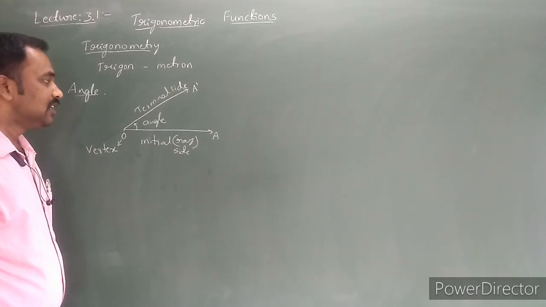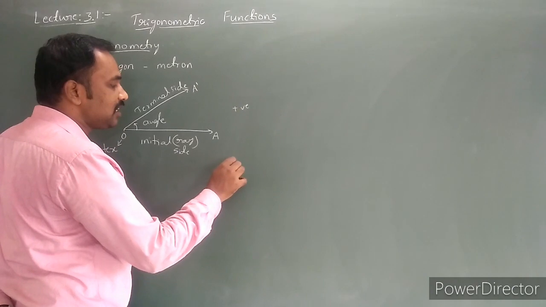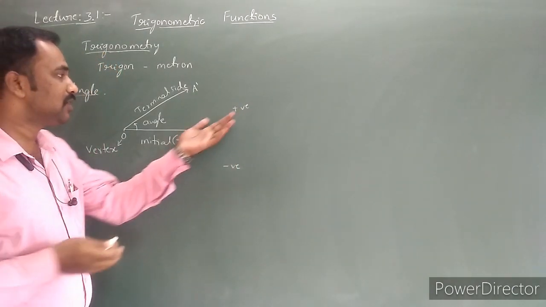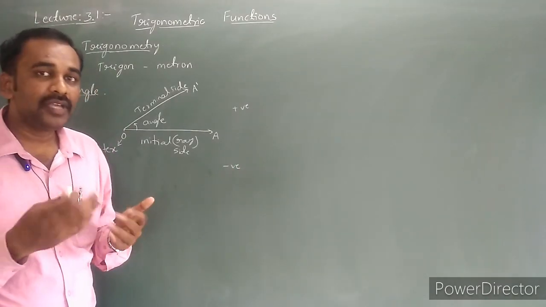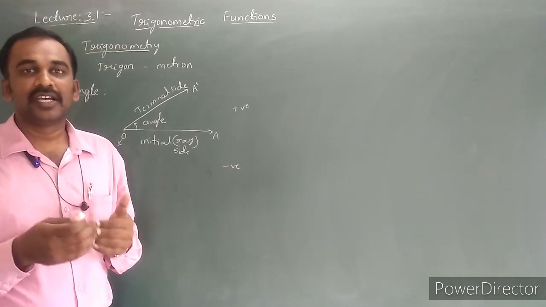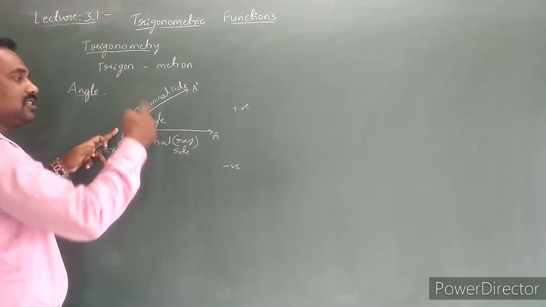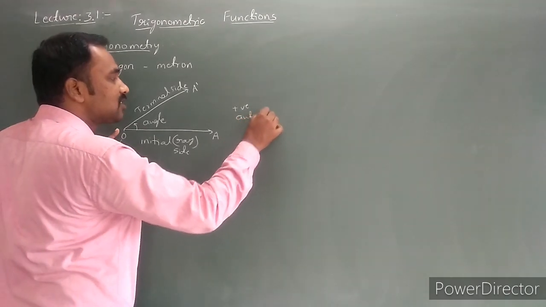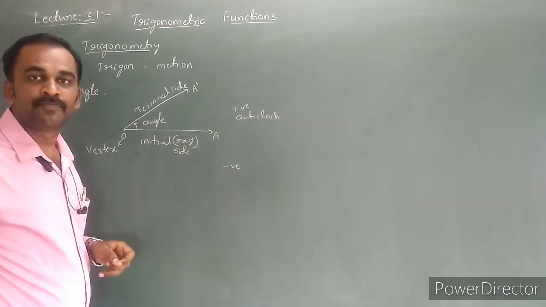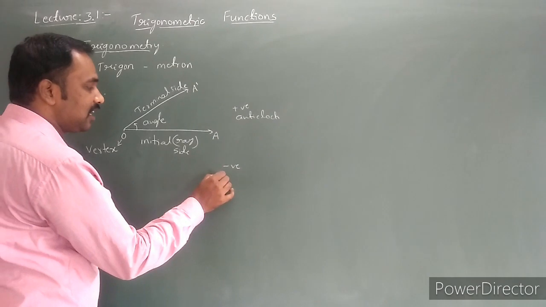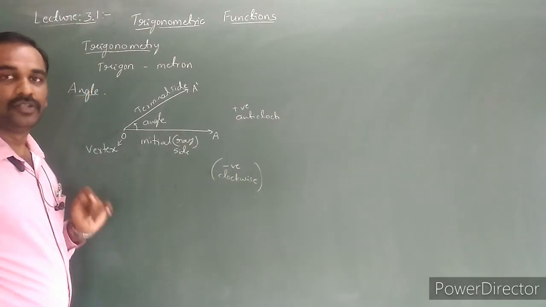Next, an angle can be measured as a positive quantity as well as a negative quantity. When do we measure it as positive and when as negative? If you measure the angle in the anti-clockwise direction, we mention it as a positive quantity. If you measure an angle in the clockwise direction, we keep the angle as a negative quantity.